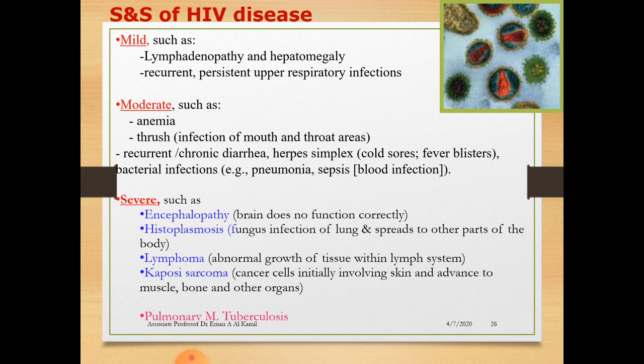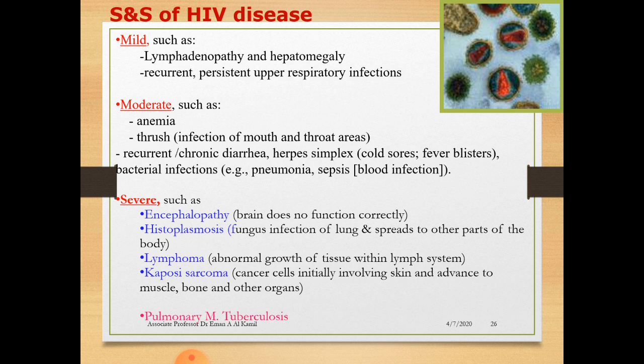The patient may develop lymphadenopathy and hepatomegaly, recurrent persistent upper respiratory infection because of the low immunity, and sometimes anemia and thrush. Thrush means candidiasis, or infection of the mouth with Candida albicans. Also, the patient may have recurrent or chronic diarrhea because of infection, or herpes simplex. Different types of infections may occur, including bacterial infections such as pneumonia or sepsis or septicemia.